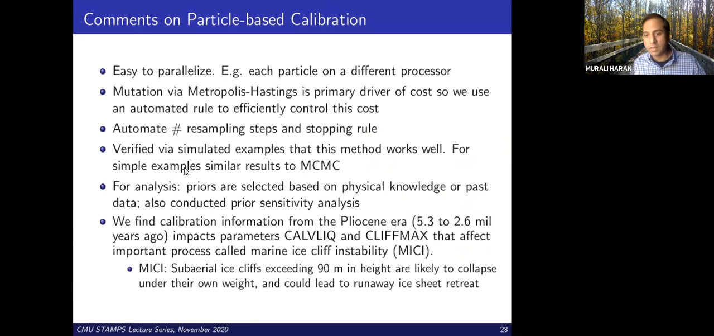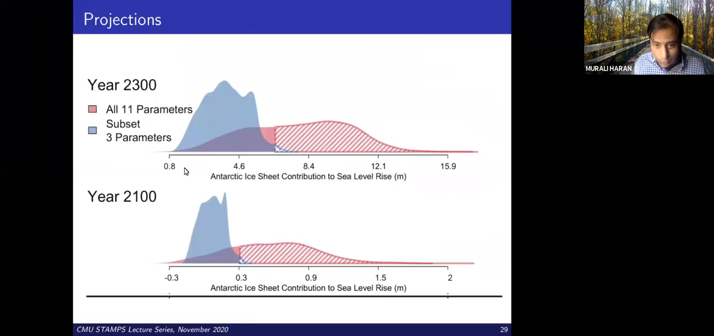So this MICI, this marine ice cliff instability, is something that can really impact how quickly the ice sheets retreat. And some of the parameters we're able to study in tandem with using data from the distant past, we're able to actually say a little bit more about the values of these parameters and how they're impacted by data from the Pliocene era. So this is just to wrap up here.